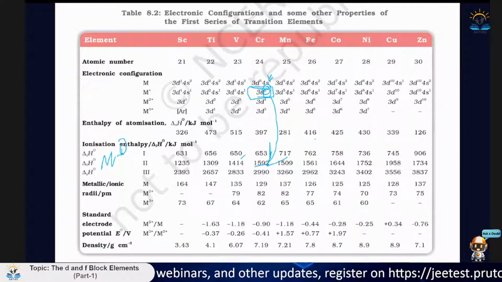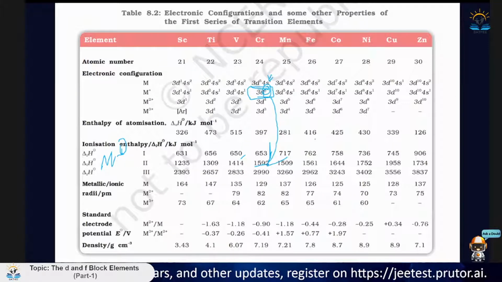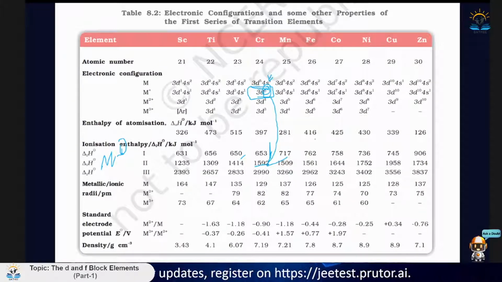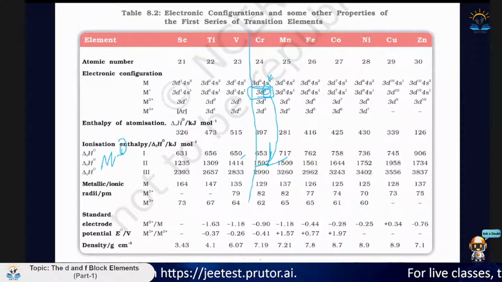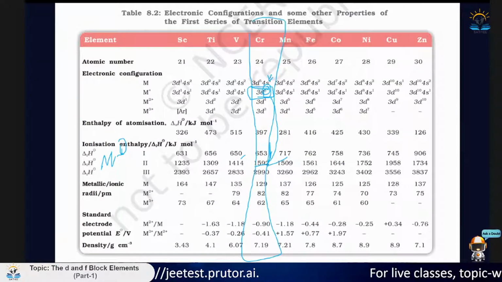But if you see, when we have a stable one, the standard electrode potential is generally negative. Let's see it like this. Let's talk about chromium. That means we are focusing on this particular column over here. Let's just clear the text out.